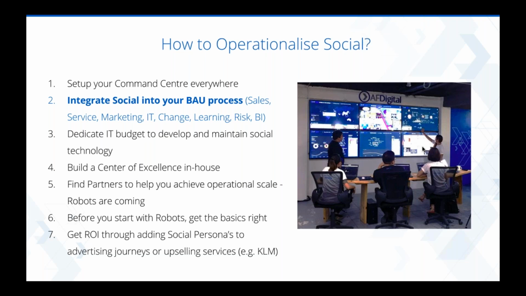Second point, and this is probably the most important to achieving ROI from social, is to integrate it into your BAU process. It should not be a separate thing that sits out there with your agency where you throw things over the fence to each other. It should be like the telephone in your business. So really think about how you integrate it into your sales, service, marketing, IT, change, learning, risk, and BI processes. That's a lot of parts of your business that are affected by social.